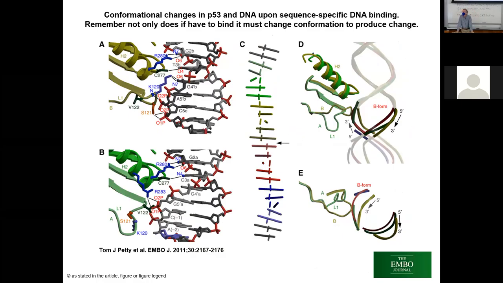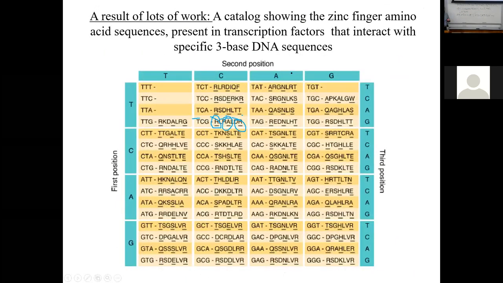I don't know if people heard the question. So there are specific examples given. You don't need to know the specific examples. You need to know the general concepts behind transcription factors. I believe that the underlined letters represent specific amino acids that interact with the three base sequence. Okay, at least that was my understanding of the table.